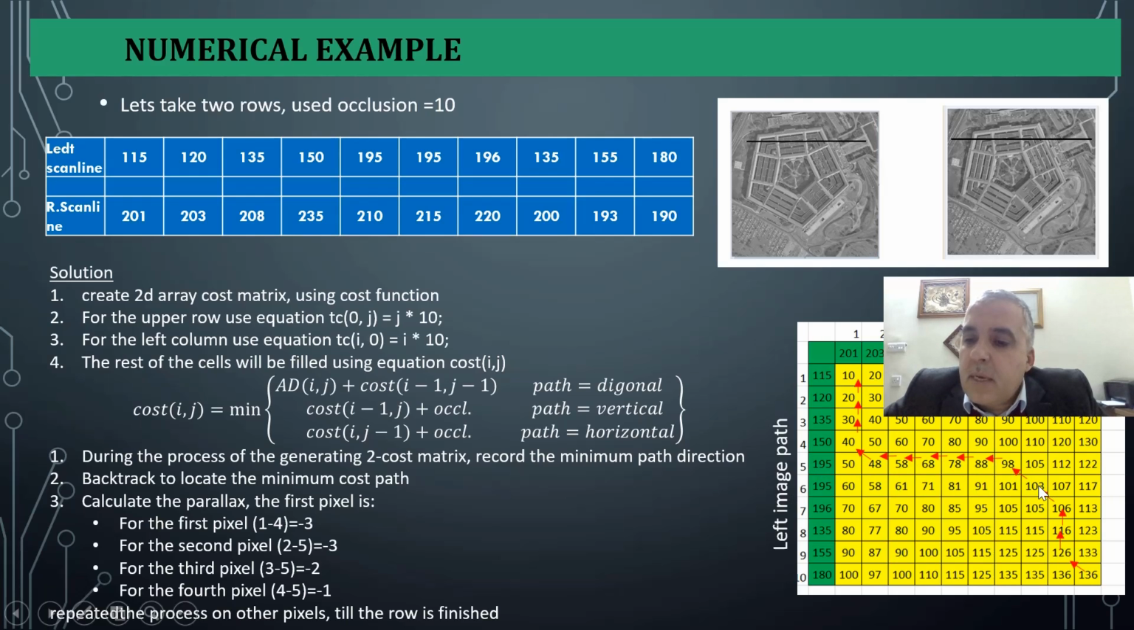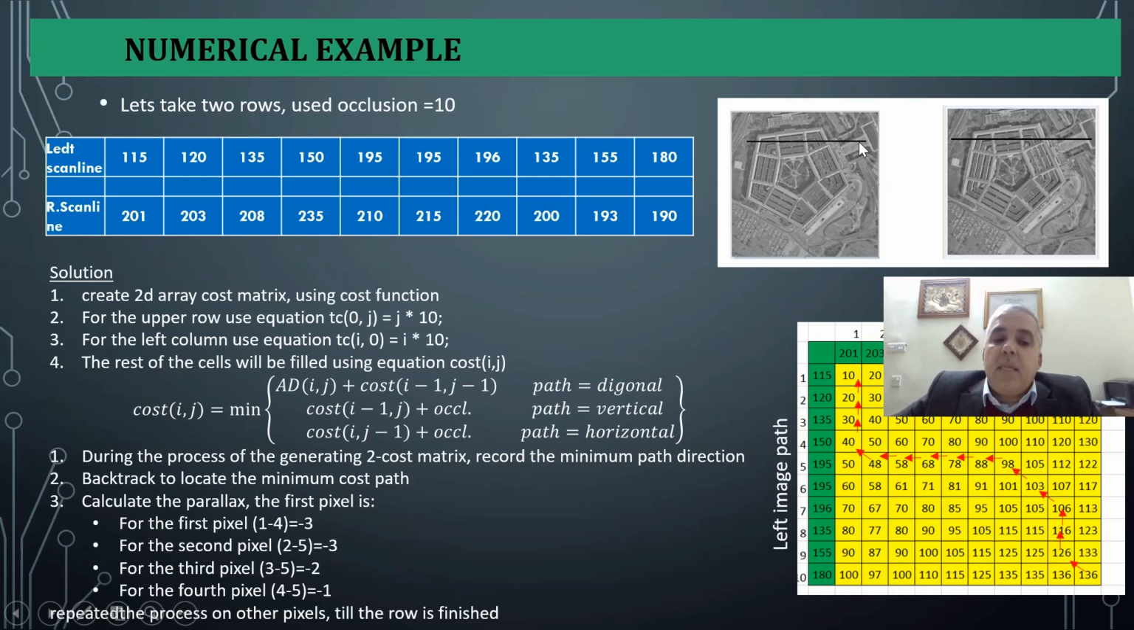Now we go to the sixth point. The corresponding point for the sixth point is pixel number 8. The corresponding point for pixel number 7 is pixel number 9. These are occluded also, as you can see here. The horizontal and the vertical moves are considered occluded. The corresponding point for 9 is 9, and so on. This is for just this path.